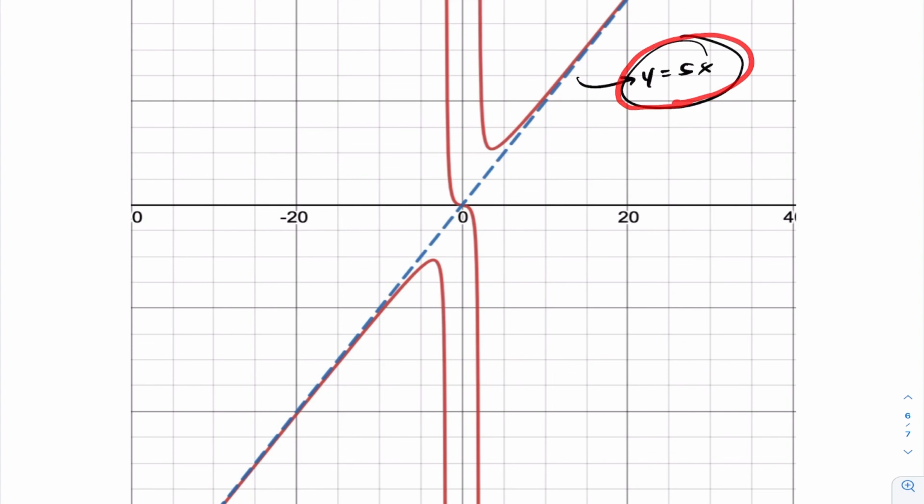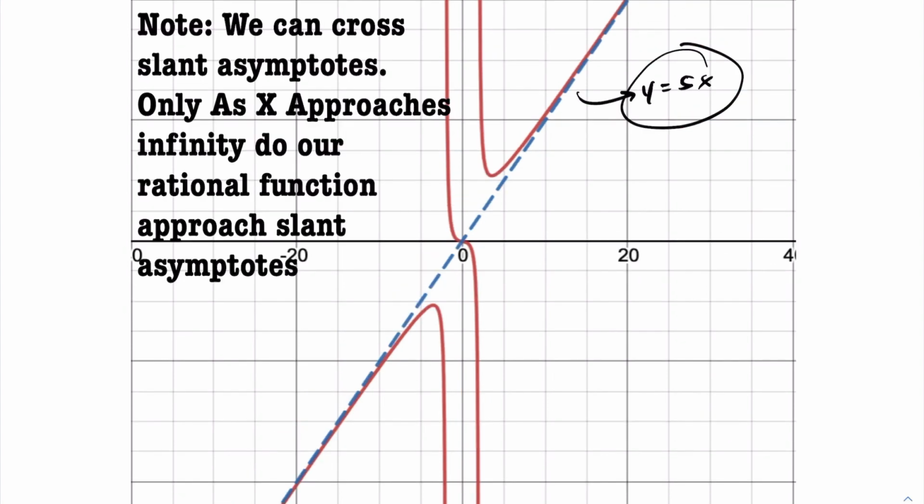The only way we came about finding a slant asymptote of 5x was by letting x get infinitely large or infinitely small. All right, that concludes today's lesson on graphing rational functions with slant and oblique asymptotes.